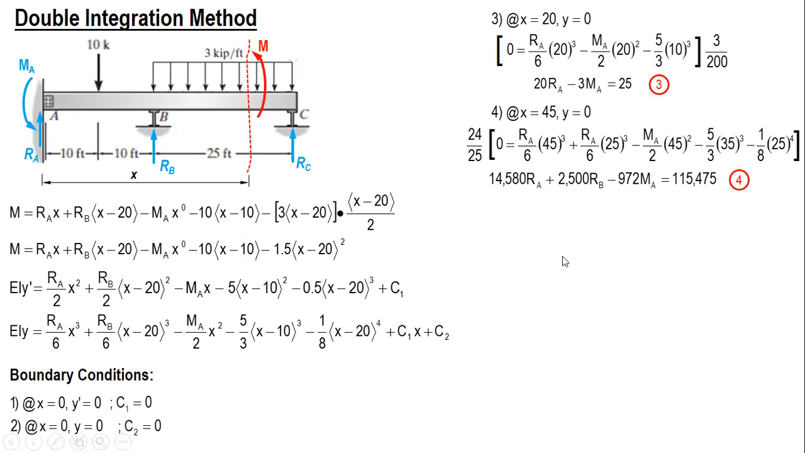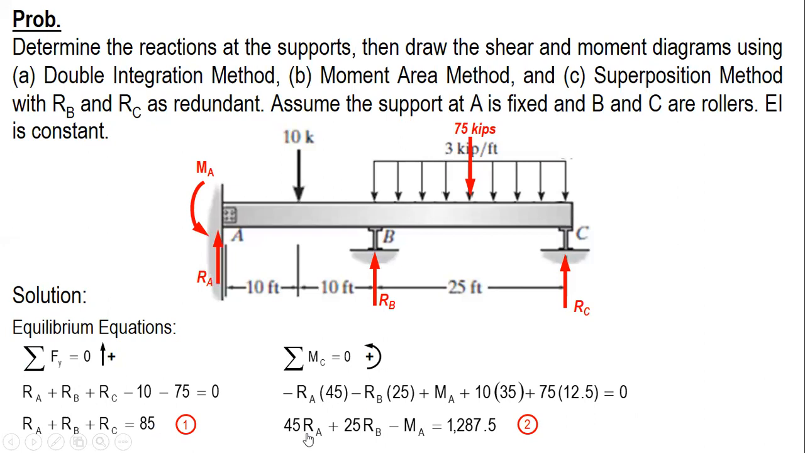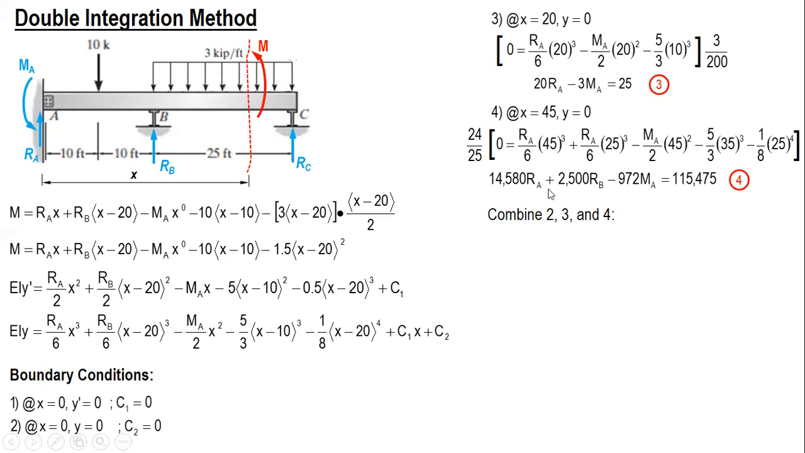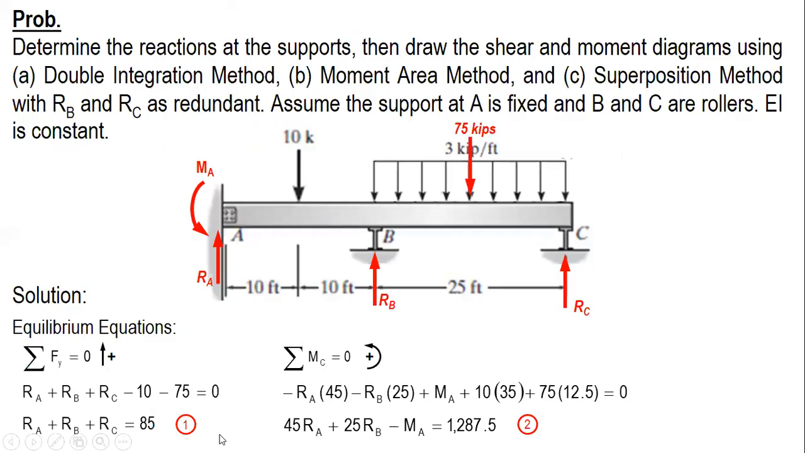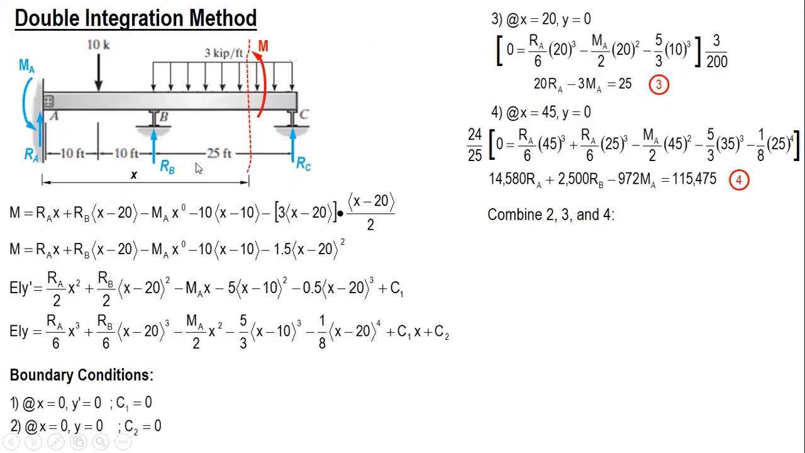So that's enough. If we combine equations 2, 3, and 4: in equation 2, the unknowns are RA, RB, and MA. In equation 3, RA and MA. In equation 4, RA, RB, and MC. So we can combine the 3. There is no RC. RC is only involved in equation 1, but in 2, 3, and 4, there is no RC.